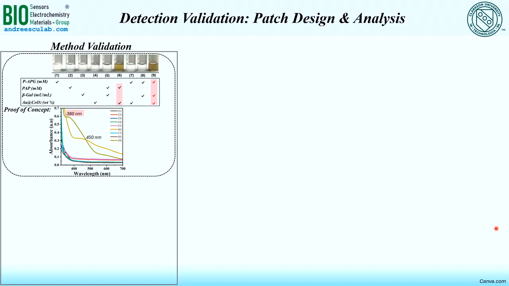So next, we validated our system first in the solution. And here you can see the UV-Vis spectrum graph and a very nice peak shift at 380 nanometer, and the intensity of this peak shift increases with the increasing concentration of this bacteria.